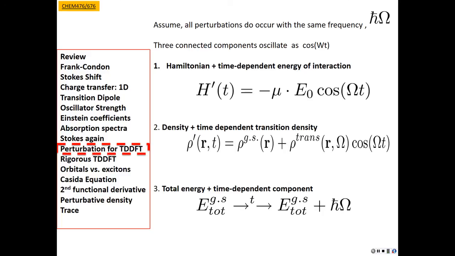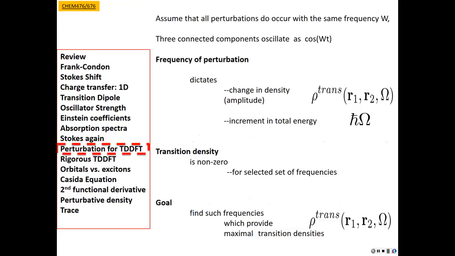So how is it formulated practically? The increment of total energy if you perturb with given frequency by quantum laws will be h bar omega, and then we are looking for the amplitude of the response. And this response, this change in density due to transitions, would be logical to call transition density. So we are looking for transition density as function of omega.